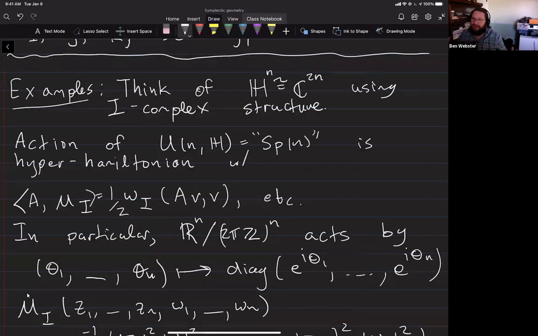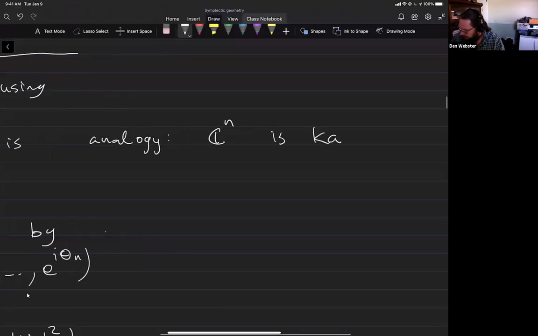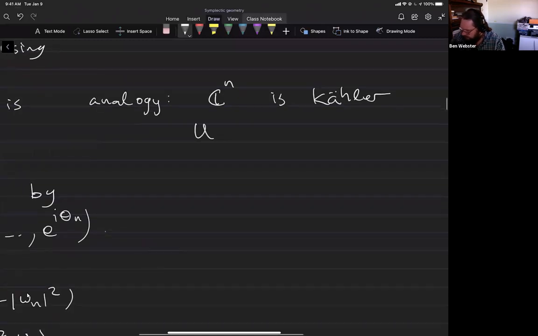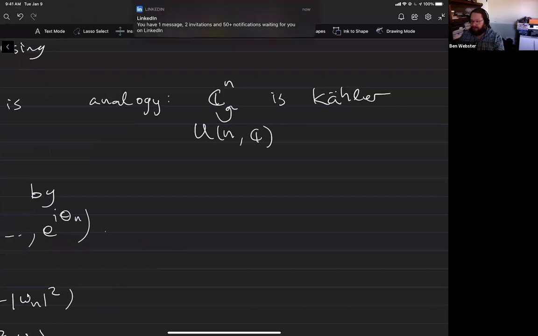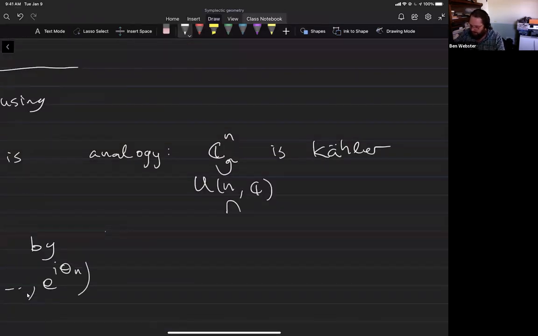With the moment map being exactly what you would expect, by analogy with the case of the unitary group acting on C^n. C^n is Kähler, boringly, and U(n) acts on here, preserving the Kähler structure. So we talked previously about the full Sp2N R acting on here, but that doesn't preserve the Kähler structure. It doesn't preserve the metric. So I'm only going to have an action preserving the Kähler structure if it sits inside U(n).